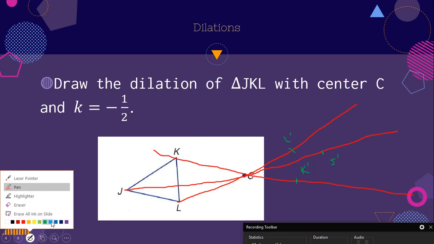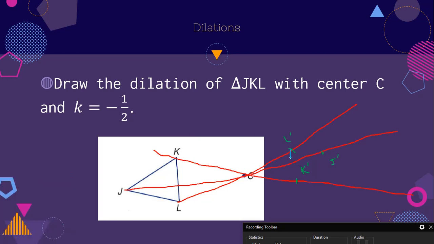And then I'm going to take my ruler and draw the new image. So J prime, K prime, and L prime. My new triangle should be half the size it was, and the negative scale factor puts it on the opposite side of the center of dilation, and it's also facing the opposite direction. So hopefully you're going to get that and it'll be clear.